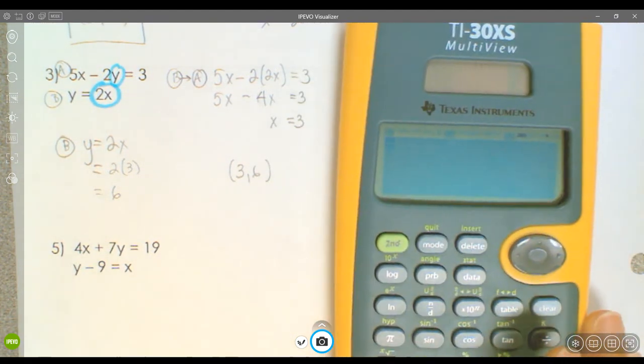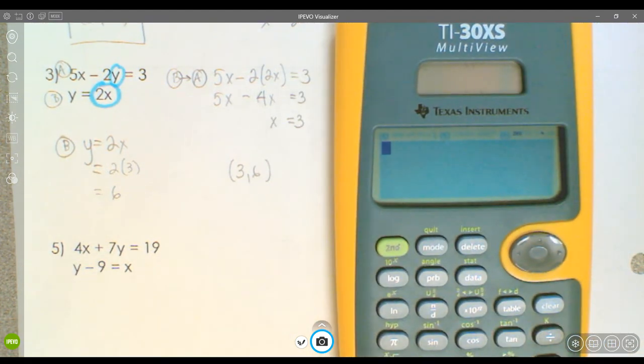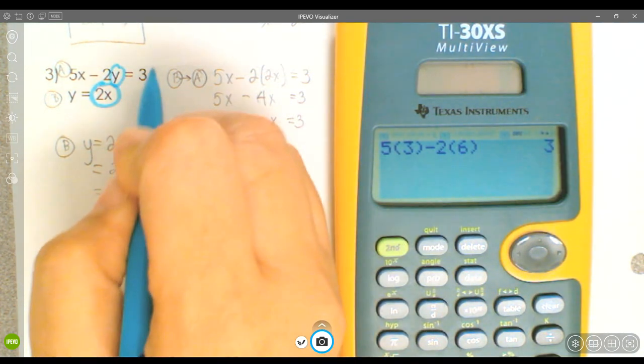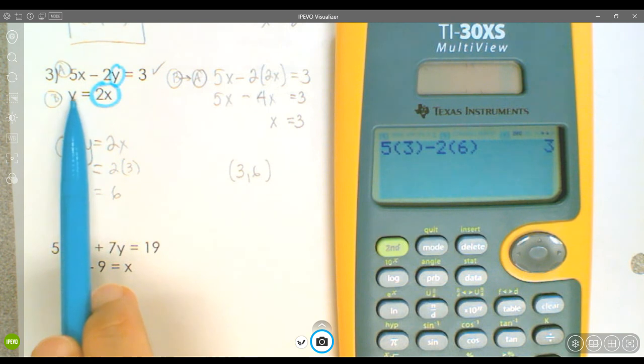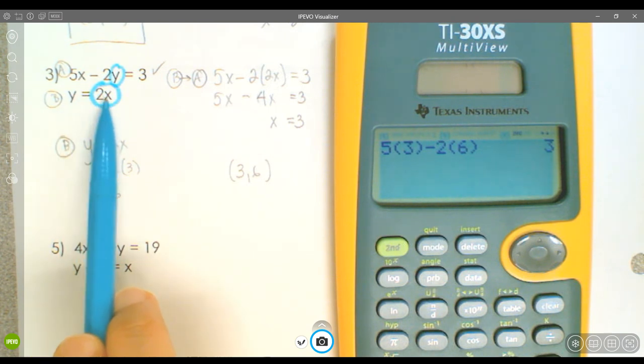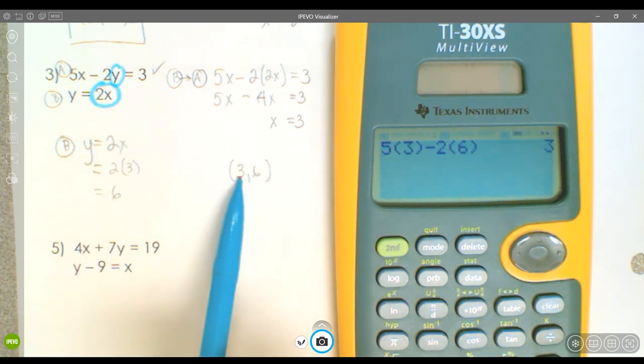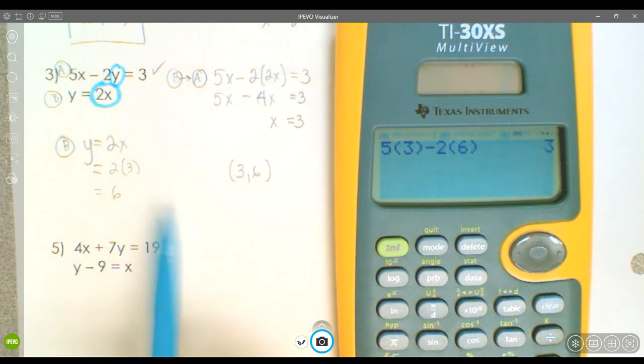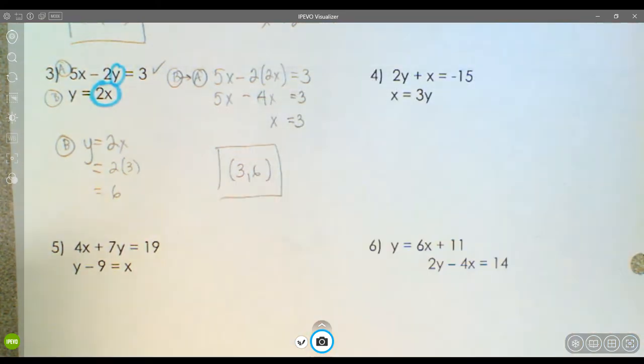And I think I'm right. But again, my good friend TI here is going to help me. So I have 5 times x, 5 times 3, minus 2 times y, which is 6. I should get 3. Yay, and I do. Let's double check this. Does y equal 2 times x? Does 6 equal 2 times 3? Yes, it does. So, boom, I'm right.